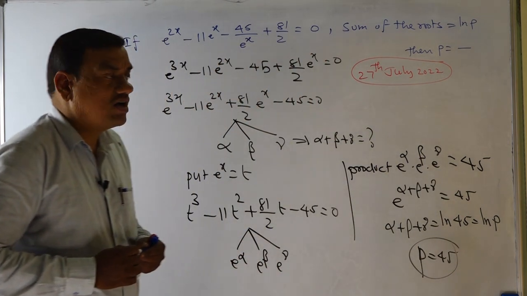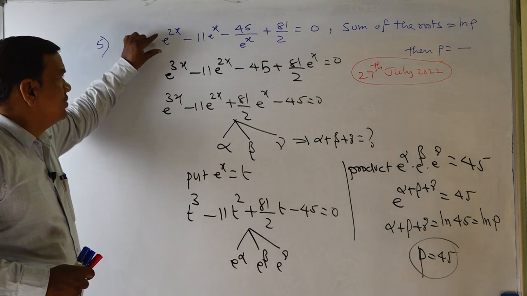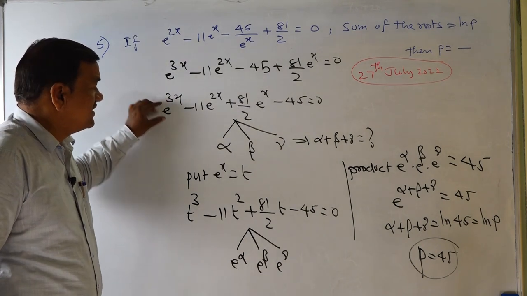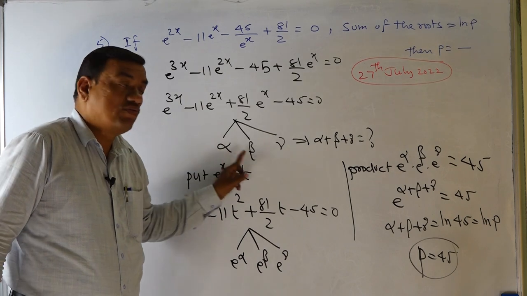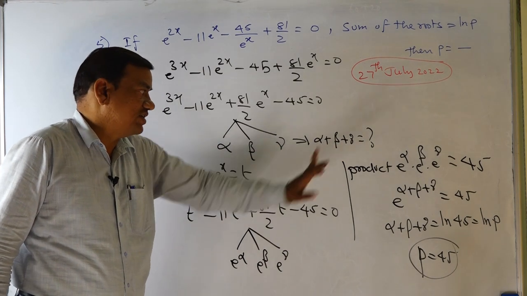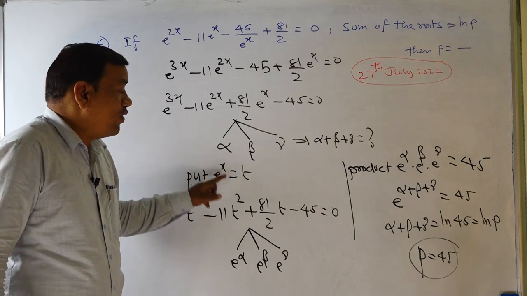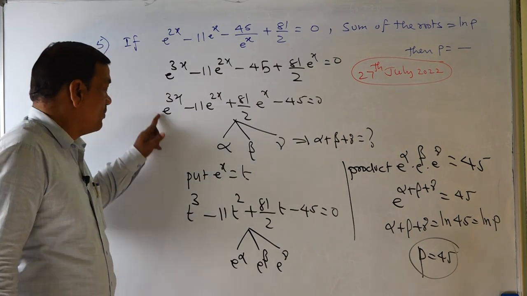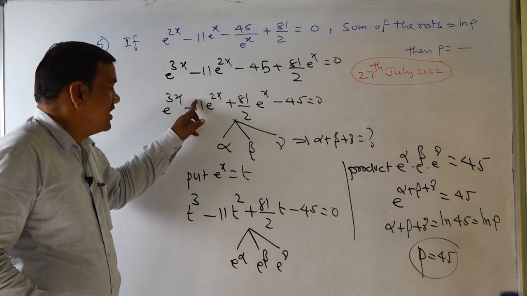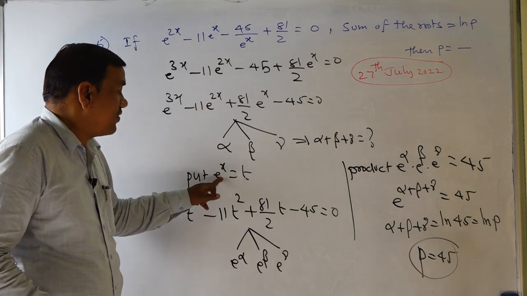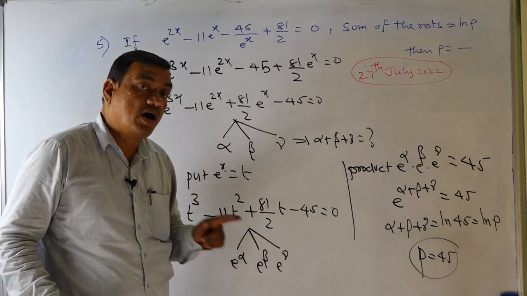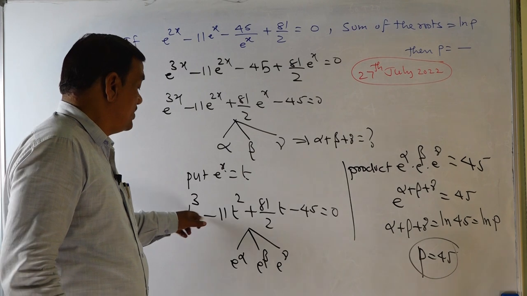So, very, very logical problem here. Once again, this is the given equation. It is a cubic equation in the variable e power x. It has three roots alpha, beta, gamma. It is asked to find the sum of the zeros, alpha plus beta plus gamma. So, let us put e power x is equal to t. Therefore, the problem will become in terms of t. So, for this, alpha is the root, so e power alpha, e power beta, e power gamma are the zeros of this given function.